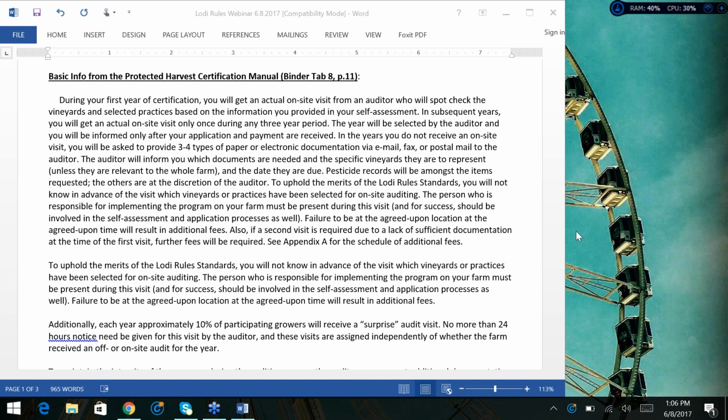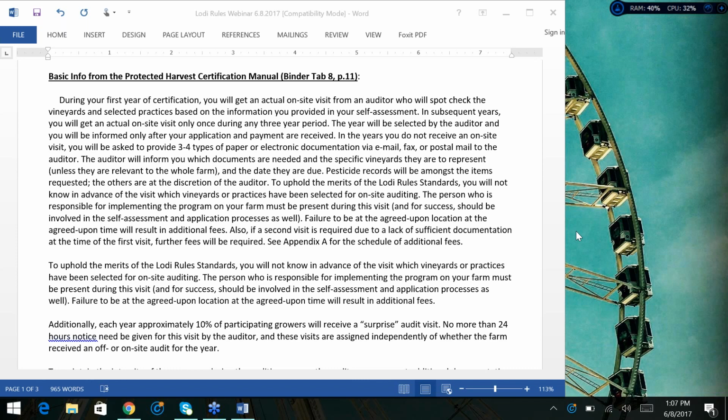This year will be selected by the auditor, and you'll be informed only after your application and your payment are received by Protected Harvest. In the years you do not receive an on-site visit, you'll be asked to provide 3 to 4 types of paper or electronic documentation via email or postal mail to the auditor.